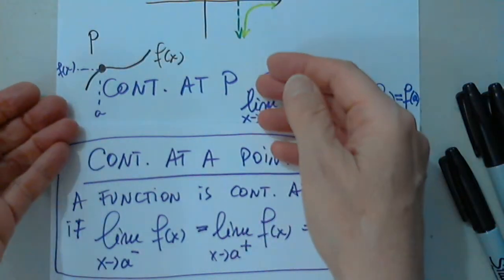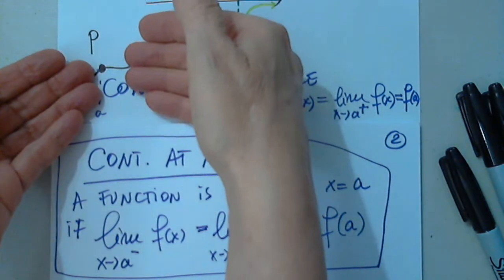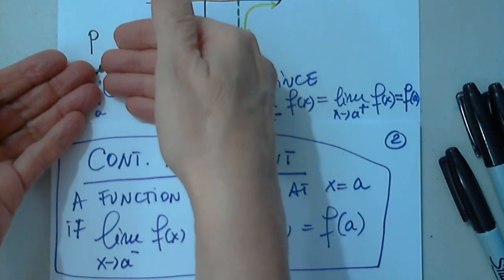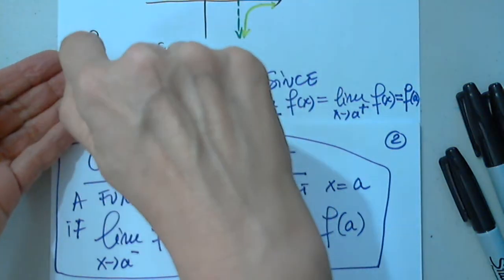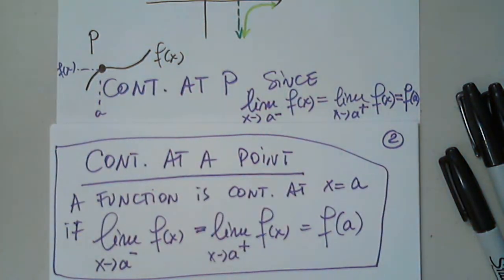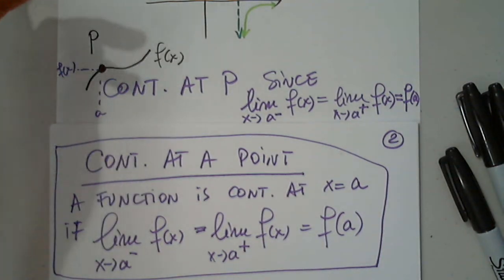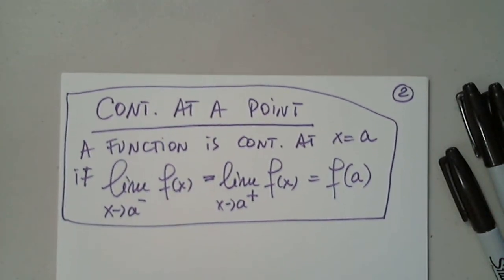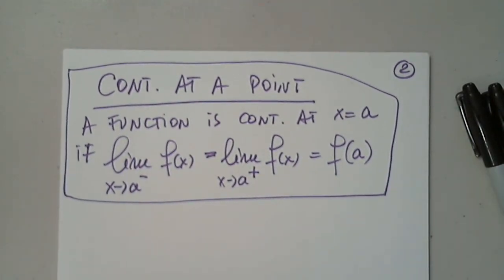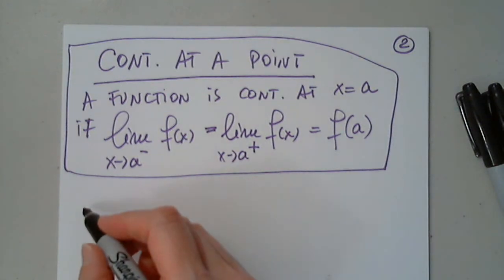Which makes sense. The limit from the left and the limit from the right exist and they're equal. Furthermore, they are equal to the function value at that point. Okay, we're going to look at a few graphs in a moment. However, I just want to identify one more thing.